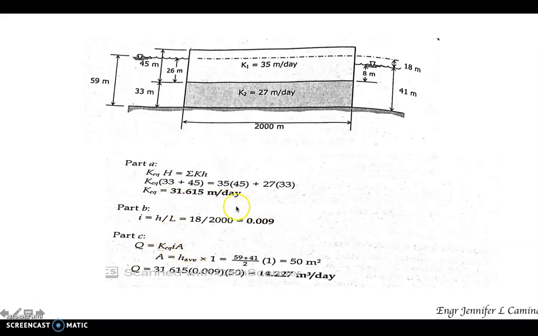So we have computed our K equivalent. Then our area would be H average times 1, because we're considering 1 per unit width. So that would be equivalent to 59 plus 41 divided by 2, so D1 plus D2 divided by 2 times 1. That is 50 meter per second. We substitute this area times the I we have computed and times the equivalent hydraulic conductivity. You get now your Q, which is 14.227 cubic meter per day.